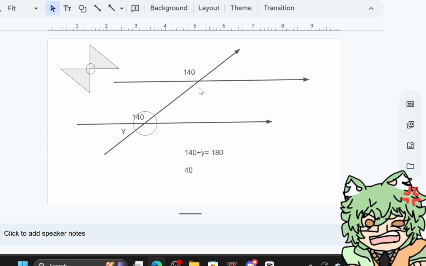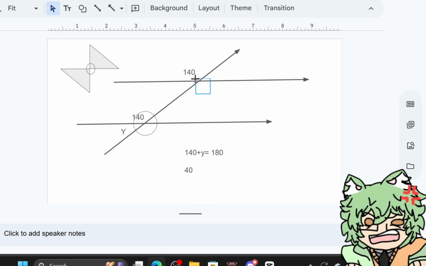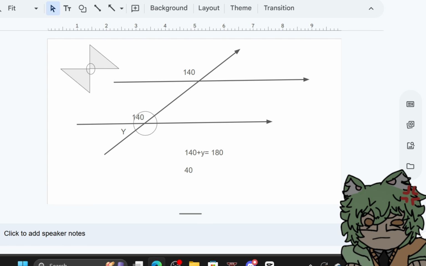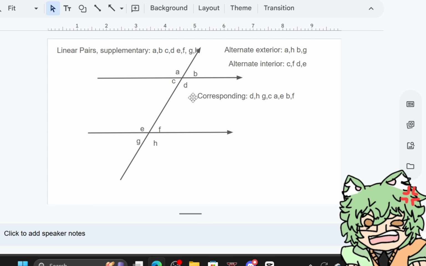Vertical angle, oops, yeah. So this should be also 140, because vertical angles are equal to each other. So here, A and D are vertical angles. BC is vertical angles. EH is a vertical angle, and FG is a vertical angle.